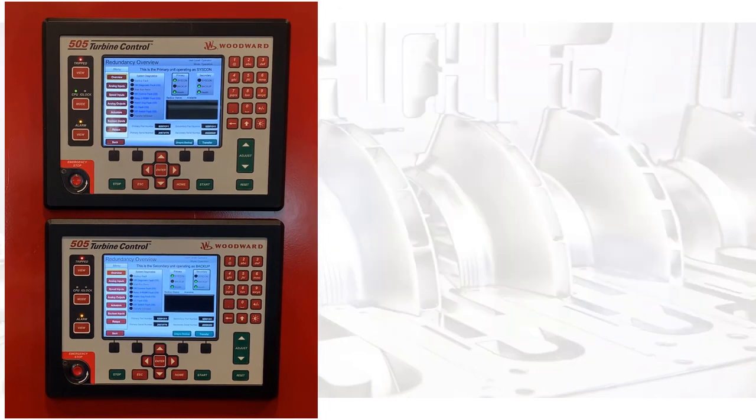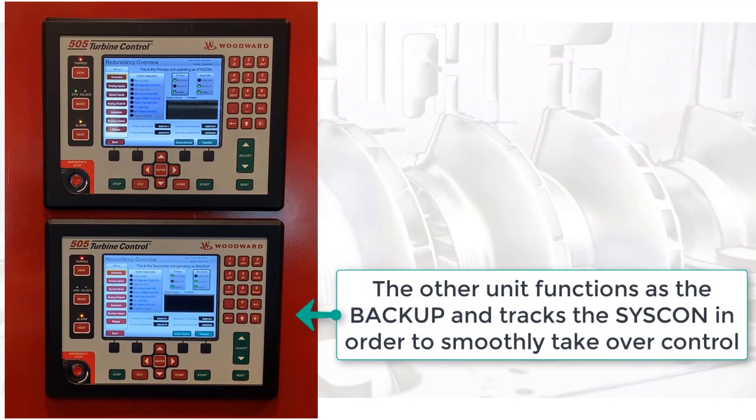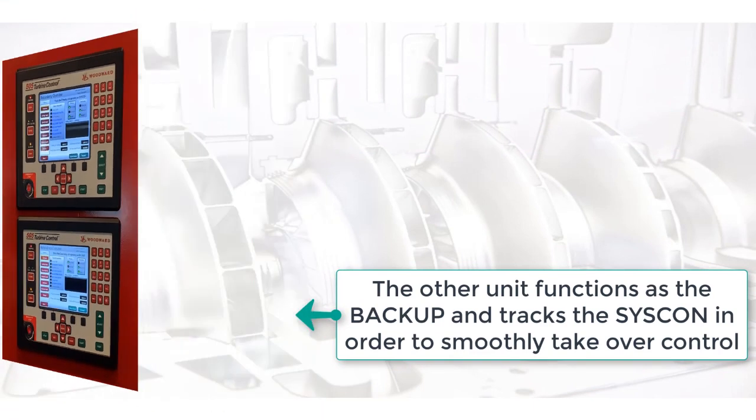accomplished. In a DR system, one unit functions as the system controller, or syscon, and controls all aspects of the turbine system. The other unit functions as a backup and is continuously kept in sync with the syscon in order that it can smoothly take over control in the event of a failure.